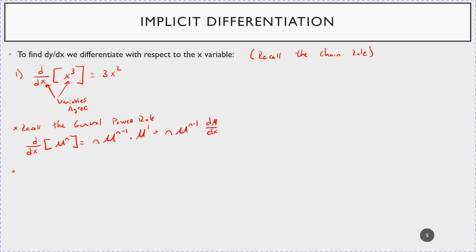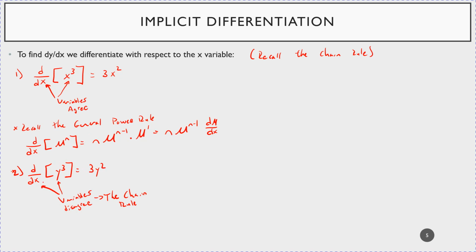So now, let me change it: instead of x cubed, I say find the derivative with respect to x of y cubed. Notice here the variables disagree. So here you're going to need to use this general power rule, which is really kind of like the chain rule. Instead of u, it's just y because the variables disagree. So you're going to just bring the 3 down. This will be 3y squared.